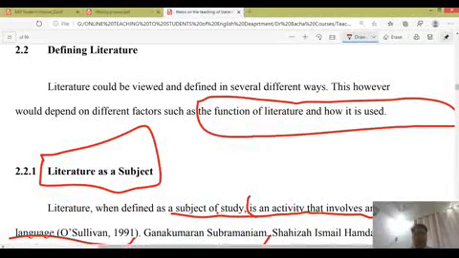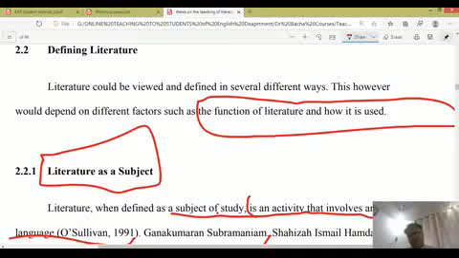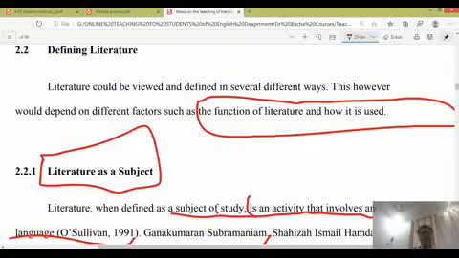Defining literature, obviously, is in the social sciences and humanities. You cannot define anything concretely there. You can have various definitions of a certain thing. Similarly, literature could be viewed and defined in several different ways. However, it also depends on different factors, such as the function of literature and how it is used. Let me give an example. A person who is exposed to life in a suburban or rural setup looks at things differently than a person living in an urban setup. Both people define and look at something differently. Similar is the case with literature.